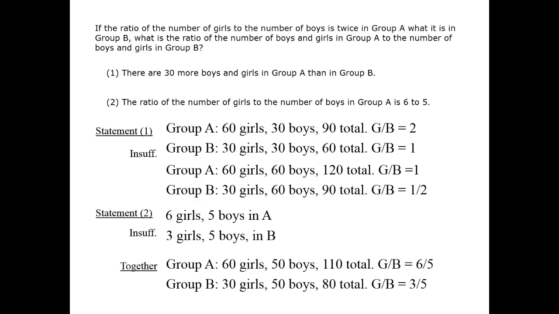However, if we try to get a different case by either adjusting the ratio or by adjusting the total number of people, we introduce a contradiction. This is in fact the only possible case when the statements are combined. Therefore, when the statements are combined, we have sufficient information to know the ratio of one total to the other. It's 110 to 80, or 11 to 8. The correct answer is C.